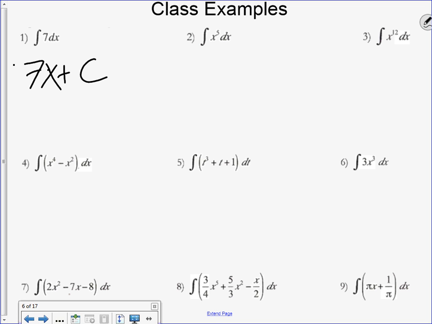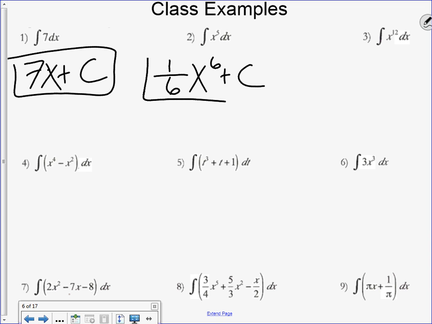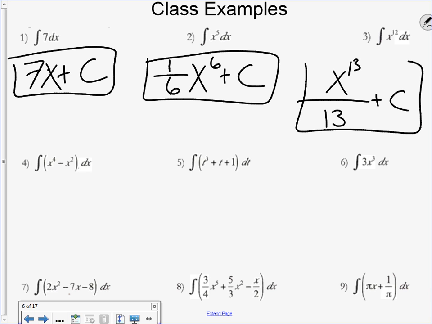All right, number 2. The antiderivative of x to the 5th with respect to x. Manny. 1/6 x to the 6th plus c. Perfect. Now, if you want to write that as x to the 6th over 6, feel free. It's the same thing. Write them both. All right, the next one, the antiderivative of x to the 12th, Jared. Oh, he went the other way. So x to the 13th over 13 plus c, right? If you want to write 1/13 x to the 13th, you can do that too.